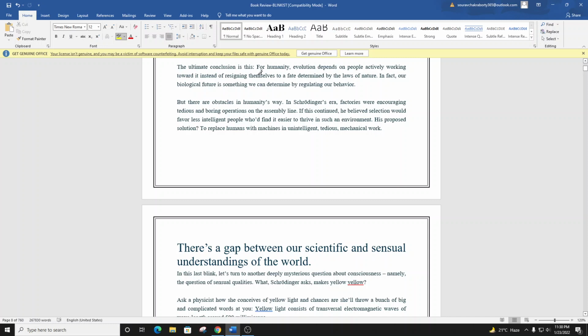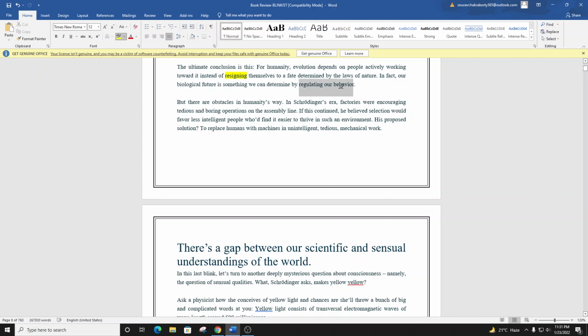For humanity, evolution depends on people actively working towards it, instead of resigning themselves to a fate determined by the laws of nature. In fact, our biological future is something we can determine by regulating our behavior.